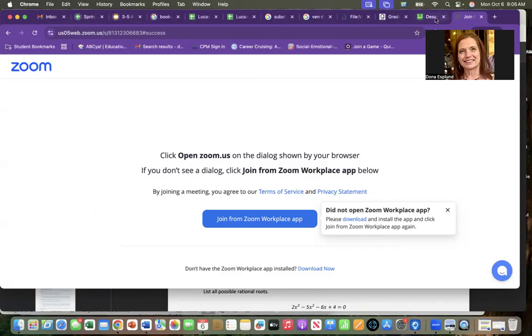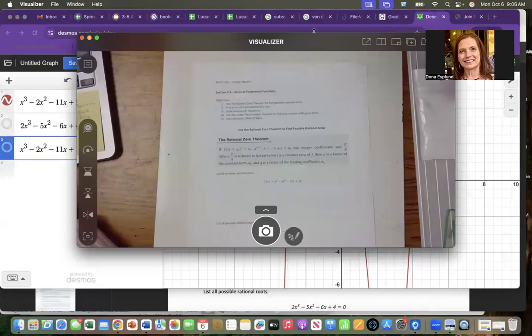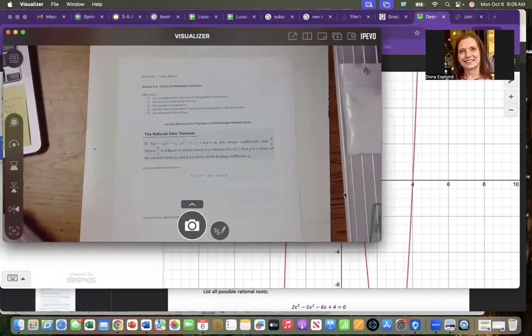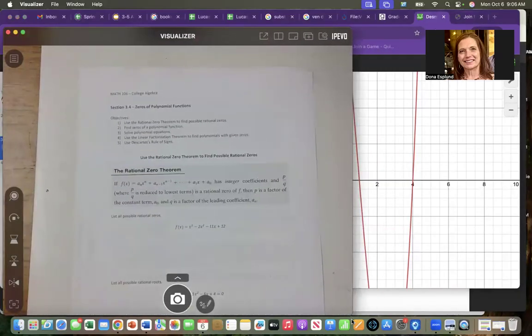Let me see if I can figure out how to get back to my visualizer. Okay, so there we are. So today we're also going to use Desmos. So you might want to have that one out and open because we're going to talk a little bit about graphing polynomials.